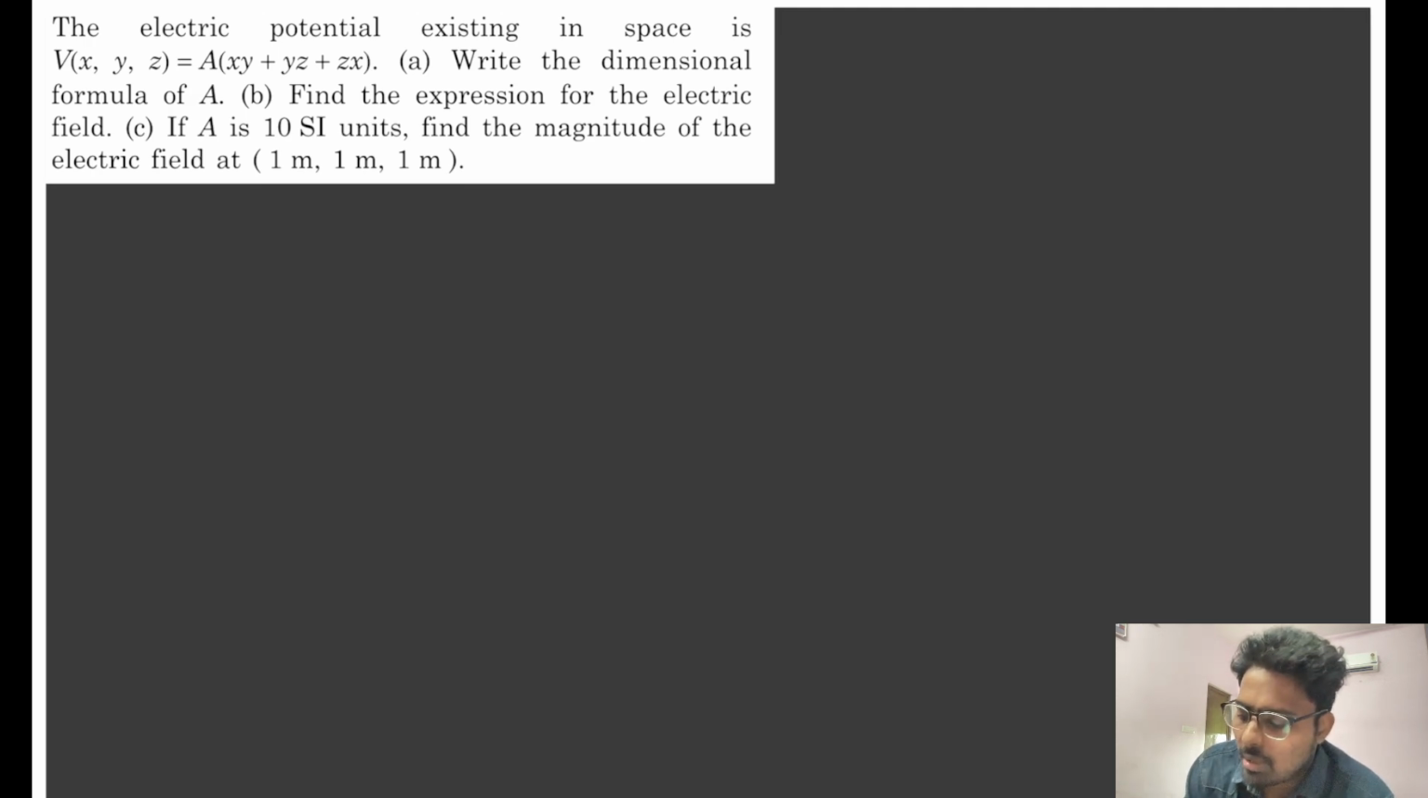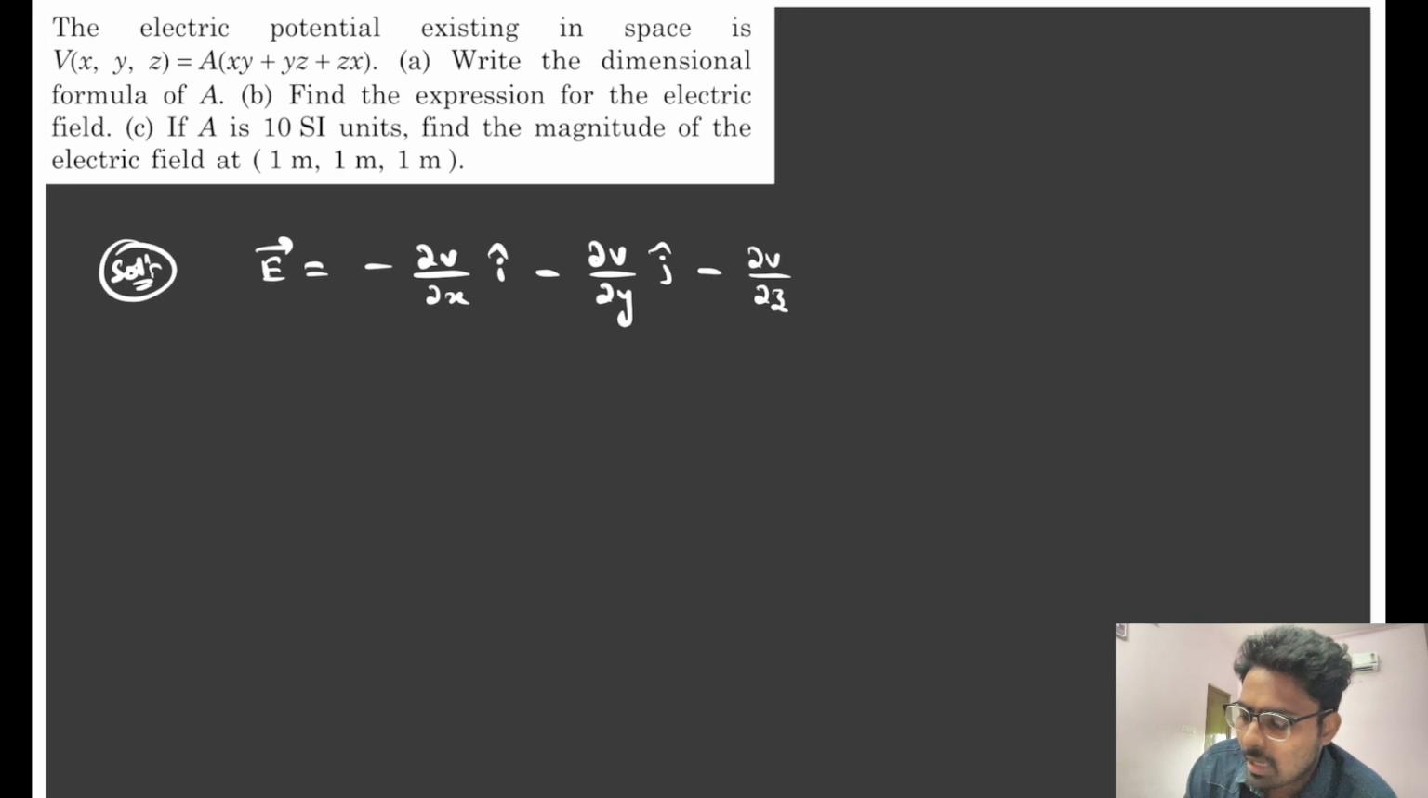So as I said, the electric field E bar can be written simply as minus dou, where dou means partial differentiation. What is partial differentiation? Let us understand. Dou V by dou X I cap minus dou V by dou Y J cap minus dou V by dou Z K cap.